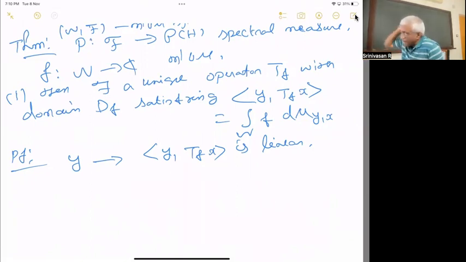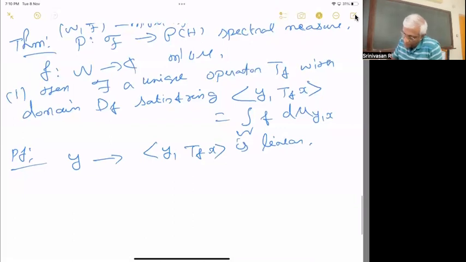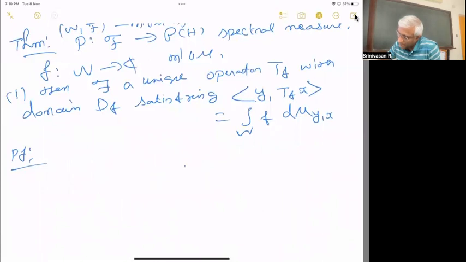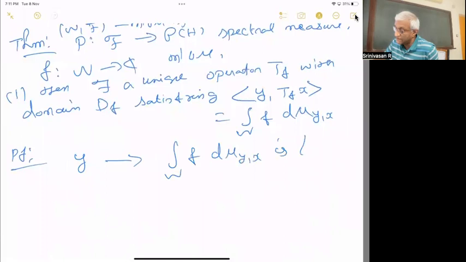So all you have to prove is that this is linear. But why is y going to that integral linear? Yeah, correct. Yes, you are right. Y going to this integral over omega of f d mu_{y,x} is linear. Yeah, this is linear. Correct. Good. Now it makes sense.